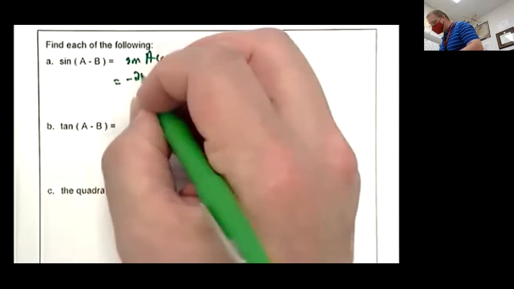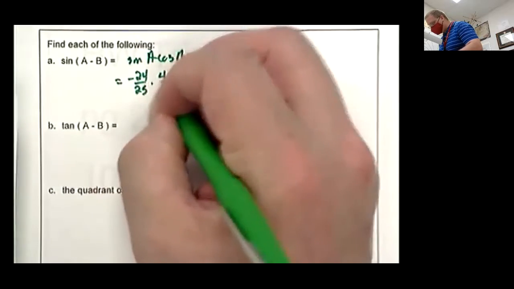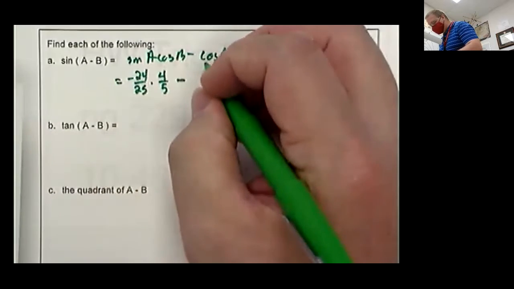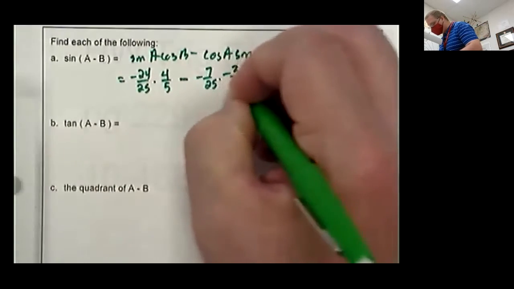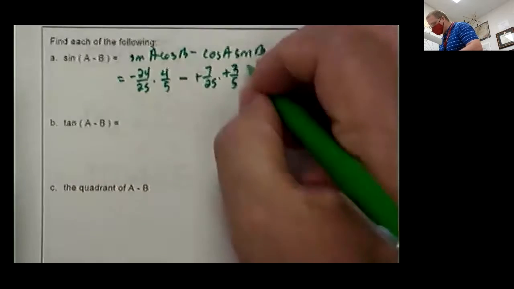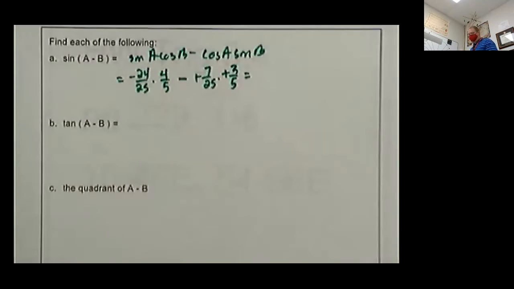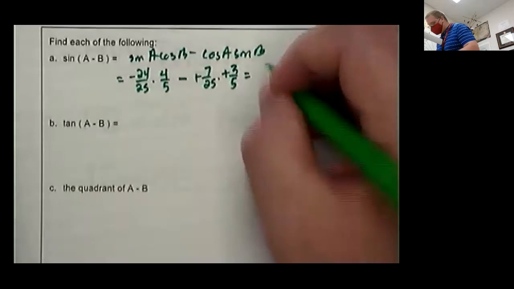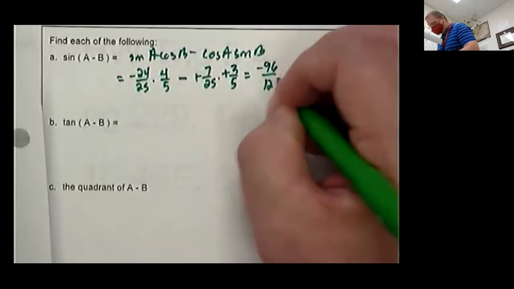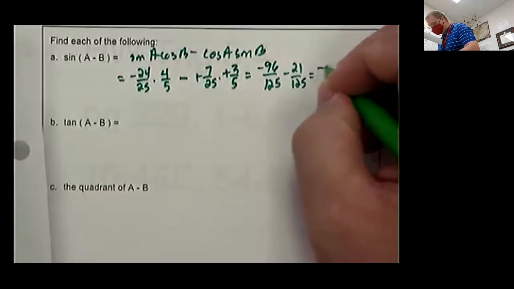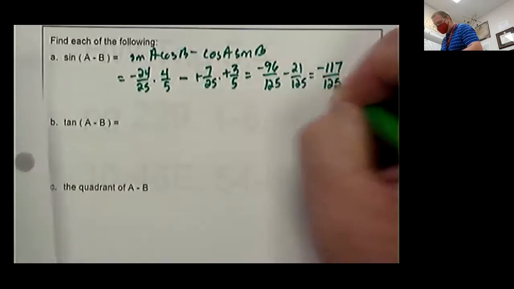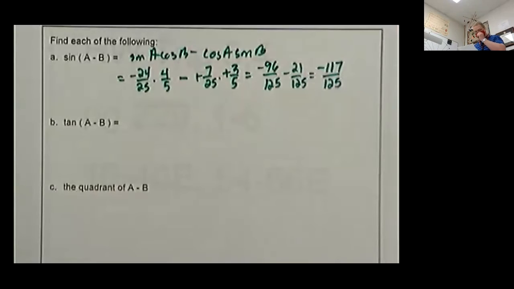Sine of A is negative 24/25. Cosine of B is 4/5 minus a negative 7/25 times a negative 3/5. Those two negatives cancel. We can work that out on our calculator. That gives us a negative 96 over 125 minus 21 over 125, which is a negative 117 over 125 as our answer. Can we check to make sure that that's true?